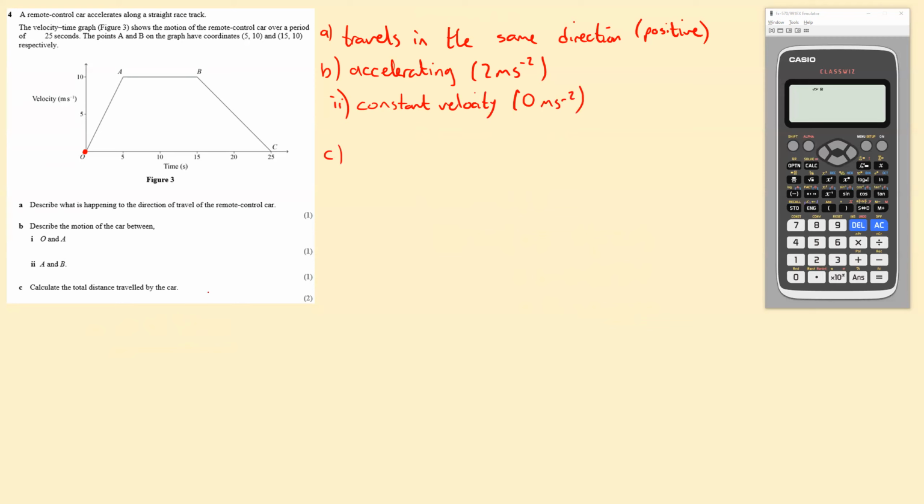Part C, calculate the total distance traveled by the car. Just put in numbers on here. So from 0 to 25, this is 25. From 5 to 15, this is 10. And the height here is also 10. So it's just the area of a trapezium. Just remember, total distance on the velocity time graph is the area underneath. So we have area equals A plus B, the parallel sides, divided by 2. So we're basically taking the average of those two sides and then multiplying that by the distance between them. So this is going to be 35 times 5, which is 175.